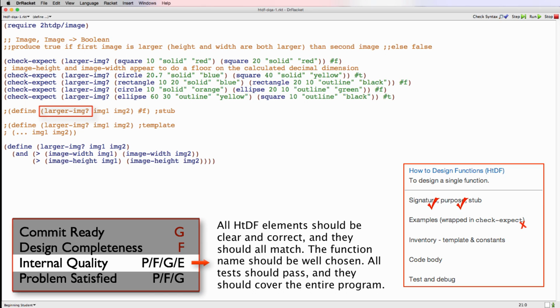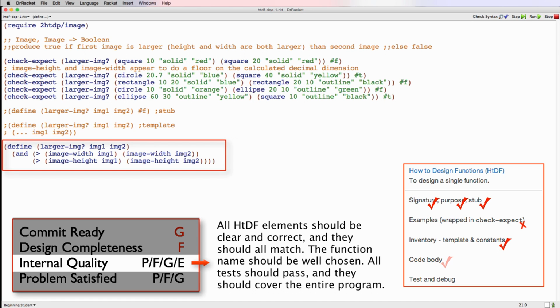And larger dash image, you know, I feel like that tells me what this function is supposed to do. The stub matches the signature. It consumes 2 parameters. It produces a Boolean. The template matches the signature. It consumes 2 parameters, and it's an and of the 2 parameters. The function body is clear.